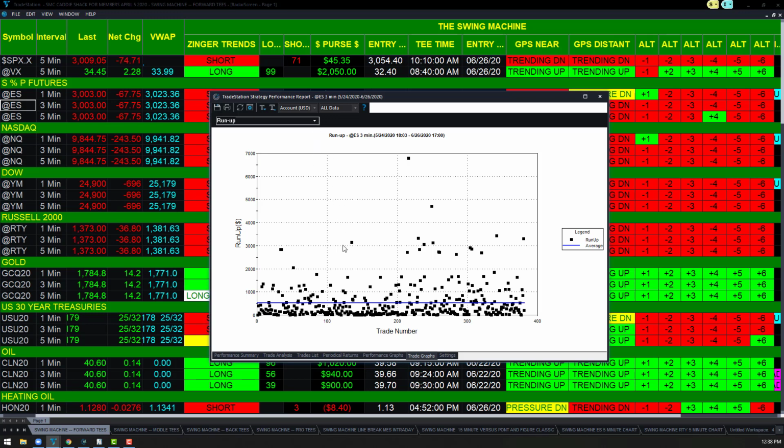And what I'm interested in determining here is the robustness of Swing Machine. I'm not trying to produce a perfect back test. We can do that and put it up on the internet and say, oh, look at this. The back tests are relevant to the extent that they help you manage your trades.